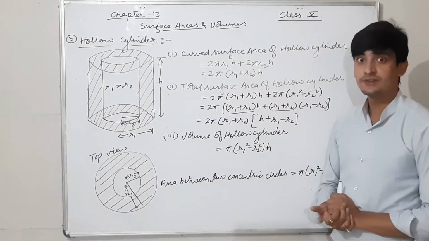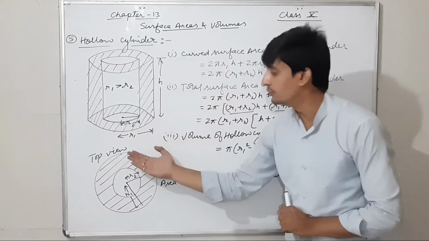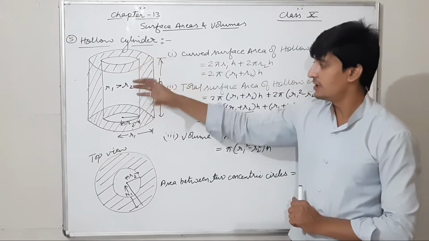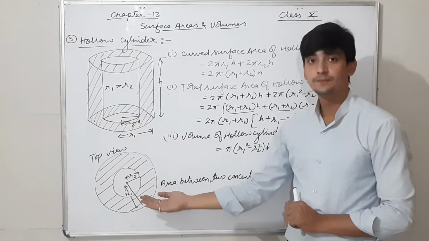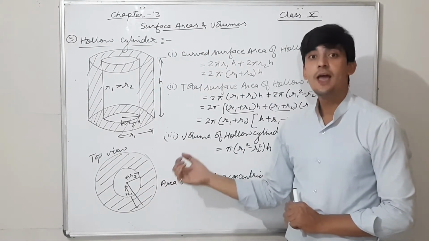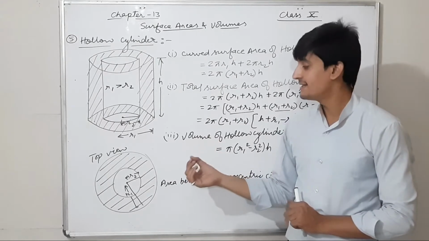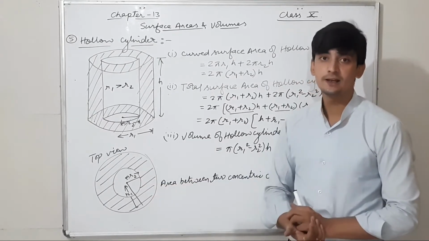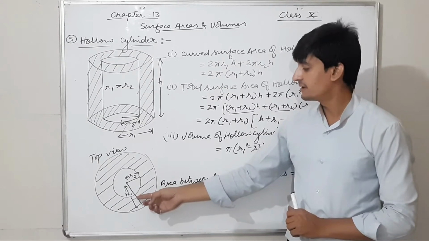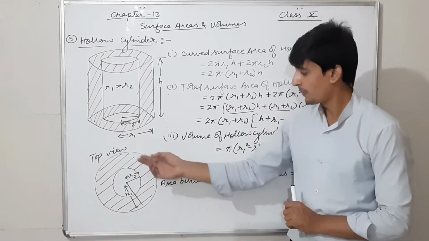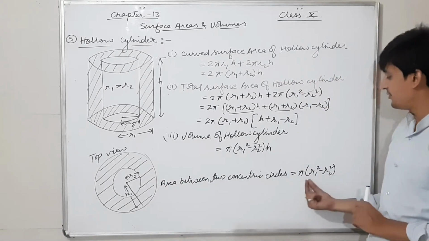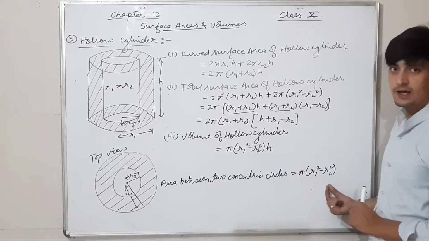Now talking about the total surface area of hollow cylinder. Before that, we will discuss the top view. When you see the hollow cylinder from the top, you will see concentric circles. And what are concentric circles? Any two circles which have the same center are known as concentric circles. The outer radius is R1 and the inner radius is R2. Understood? And the area between two concentric circles is pi R1 square minus R2 square.